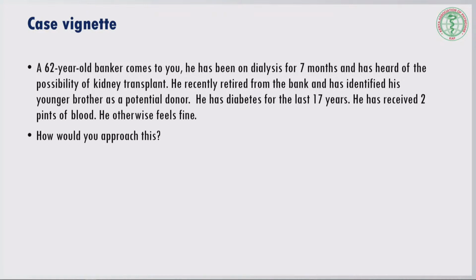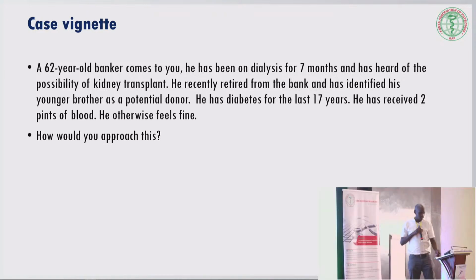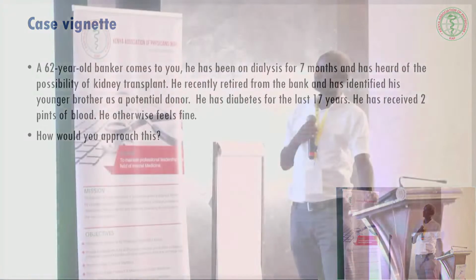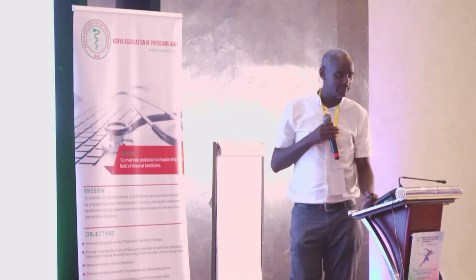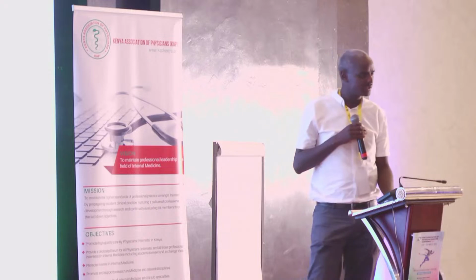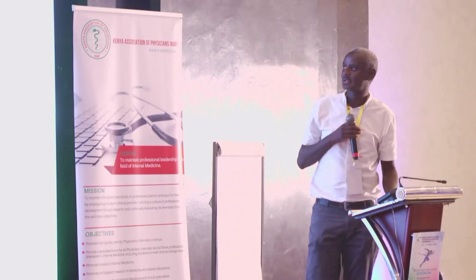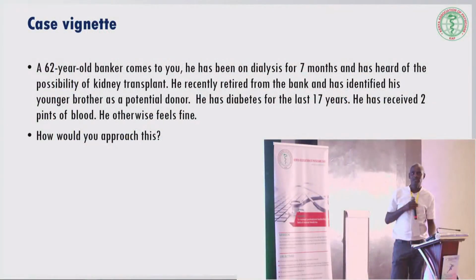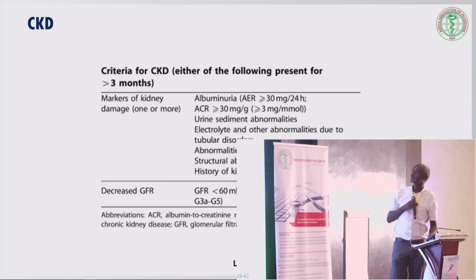So let's assume you have a 62-year-old man who has been diabetic for the last 17 years, has been on dialysis for the last 7 months, and in the process received 2 pints of blood. He comes to you now and says, "Doc, I've been told there's an option for kidney transplantation, and my brother is willing to give me a kidney. What do you think?" So keep that in mind, and we will come back to that case probably at the end.